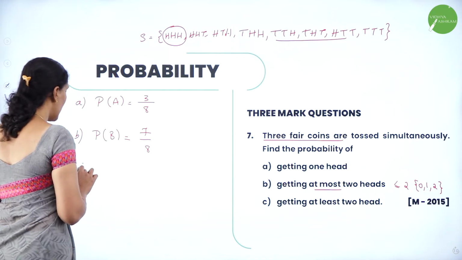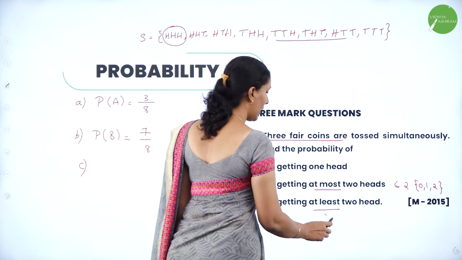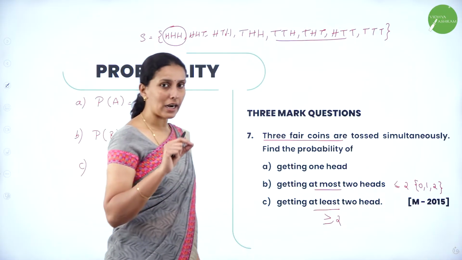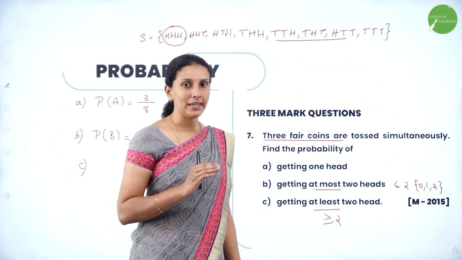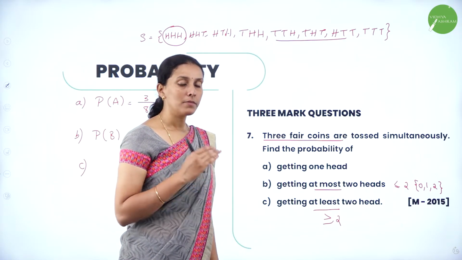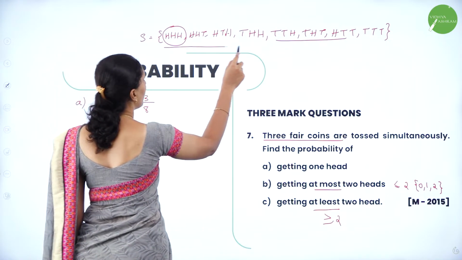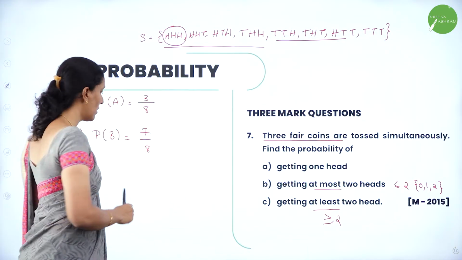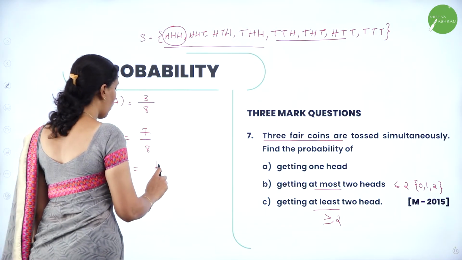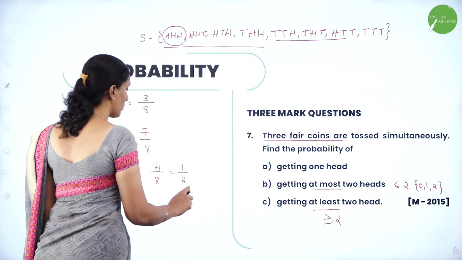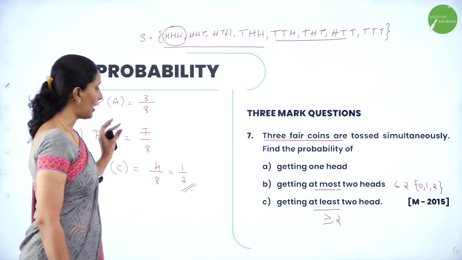Next, C says getting at least 2 heads. At least means greater than or equal to 2. That is the event containing 2 heads as well as the event containing more than 2 heads. That is the outcomes containing 2 heads or the outcomes containing more than 2 heads. So what are the outcomes now? We can see the first 4 outcomes have at least 2 heads. So therefore, probability of an event C, where C is getting at least 2 heads, is 4 by 8, whose value is 1 by 2. So just observing the question, you need to find the probability of the given values here.